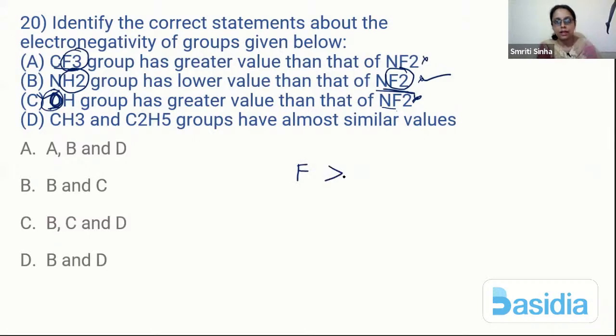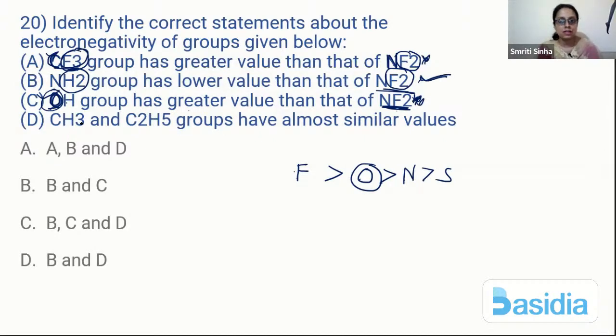In the periodic table, the electronegativity order is fluorine, oxygen, nitrogen, then sulfur. Now oxygen is less electronegative, that means NF2 should have greater value than OH, but here OH is showing greater value, so this is wrong. This one is correct as I have told you. Here 3F is there and 2F is there, so 3F should have greater value. But here carbon is there and here nitrogen is there, so which one will have more value? Nitrogen obviously. So the combination of nitrogen and fluorine will have more value than the combination of carbon and fluorine. So this statement is wrong.